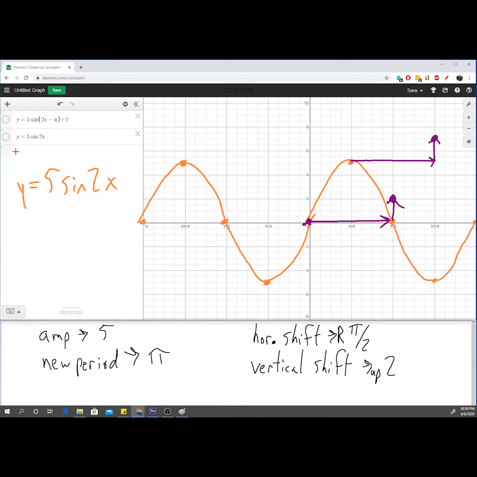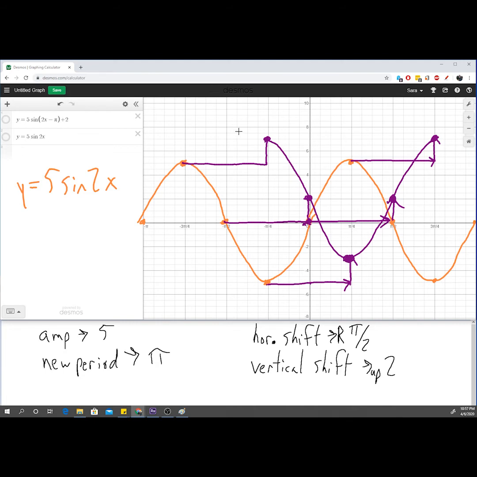This point right here is going to travel over pi over 2 and up 2. It had a y value of -5, and now it's going to have a y value of -3. This point right here, let's see. Okay, let's do this one. This point is going to go over pi over 2 and up 2. And you start to see what your new graph is going to look like. Right there.